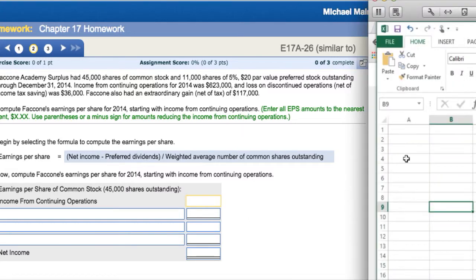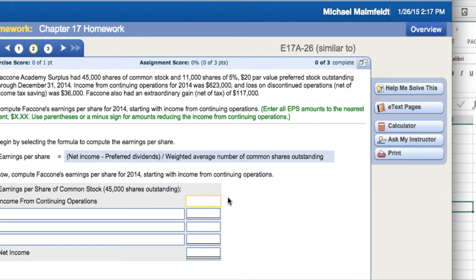So I have my little part of my spreadsheet visible here in the window, and I'll move it over if I need to see more of it. But basically for this first one, they give us the first category that we want to figure, income from continuing operations, and they basically want this on a per share basis using this formula right here. Okay, so we're going to start where it says net income here.